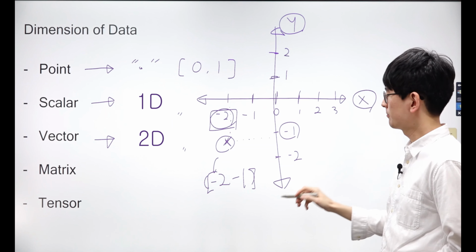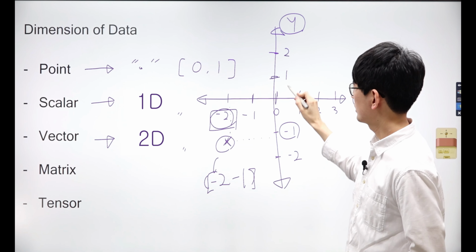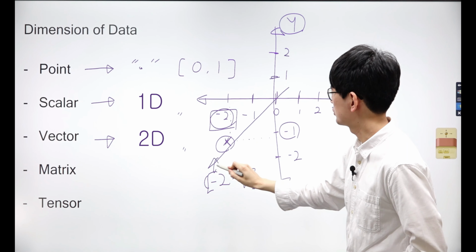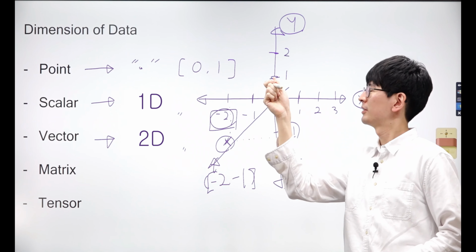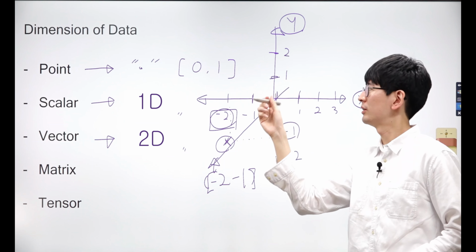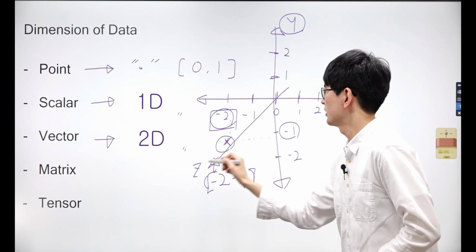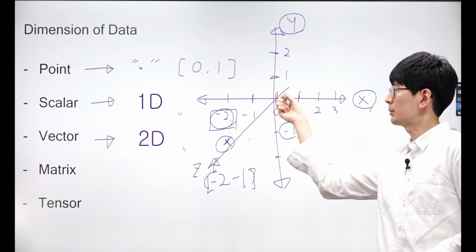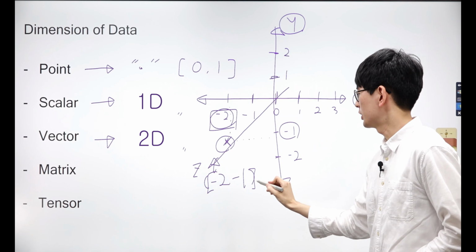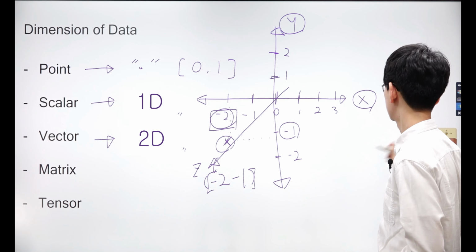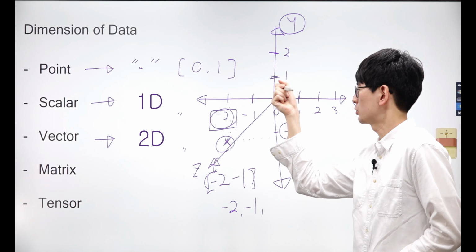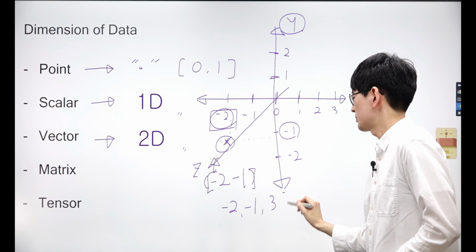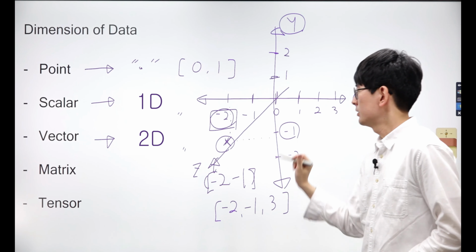Let's think about a third axis coming out of the screen, and we'll call this axis z. So there's also a value coming out of the screen, right? Let's say the new value coming off the screen is 3. So if it's -2 and -1, and it comes out 3 units from the screen, now we have 3 pieces of information. Now the data contains 3 values, -2, -1, and 3.